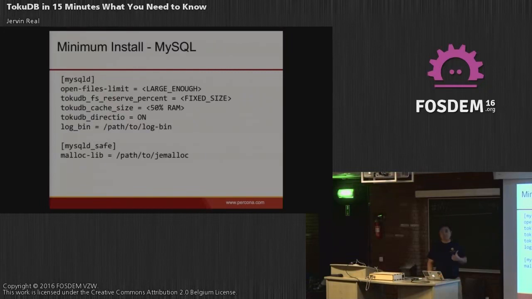The last one is binary logs. You have to make sure that binary logs are enabled, especially if you're mixing InnoDB and TokuDB transactions. Why? Because TokuDB uses two-phase commit, and it uses the binary log to make sure that those transactions are in sync, right?